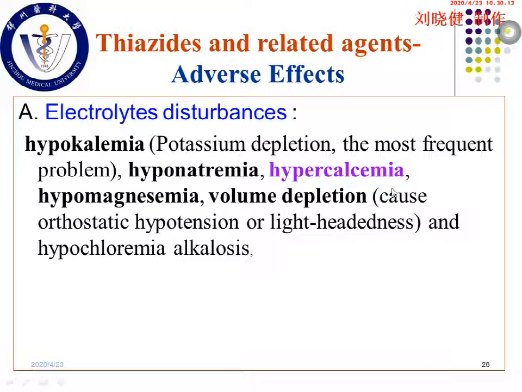Regarding calcium, loop diuretics have relatively less effect on calcium excretion. But this one can promote reabsorption of calcium ions and the regulation of PTH, so maybe it can induce hypercalcemia. Try to avoid this. Sometimes it can also induce volume depletion, causing orthostatic hypotension or lightheadedness, even hypochloremia and alkalosis.